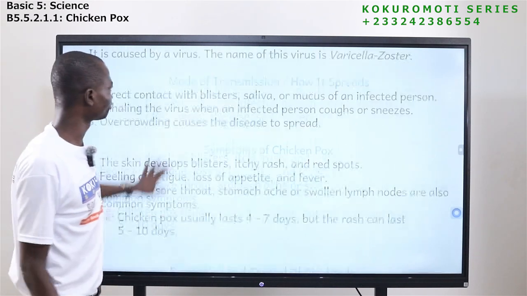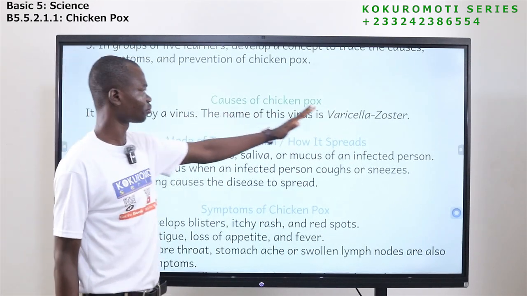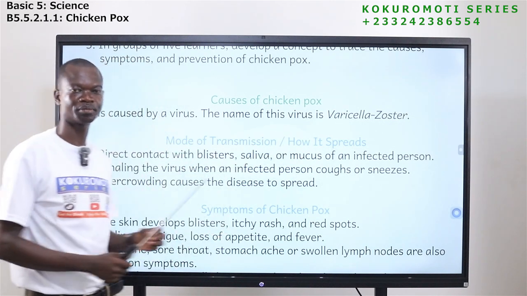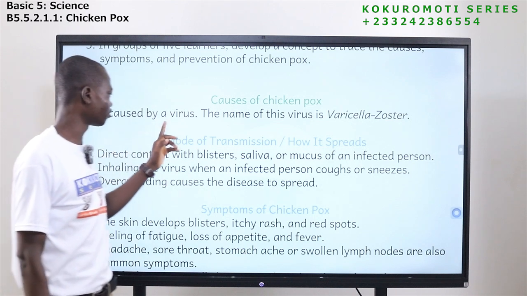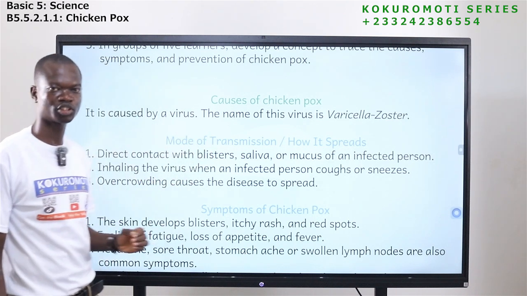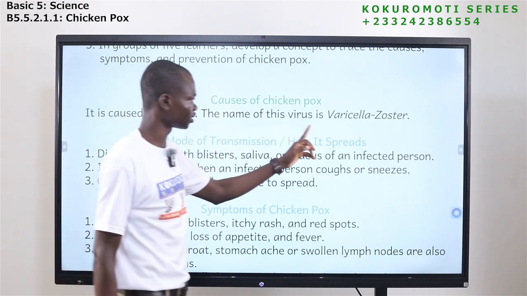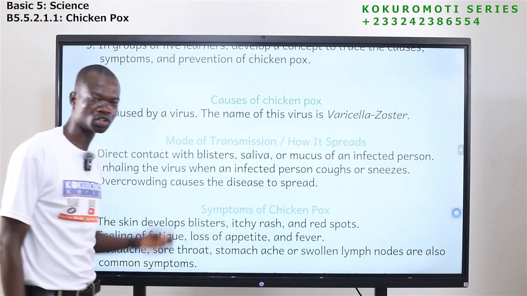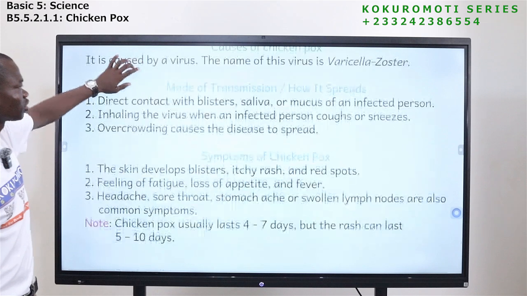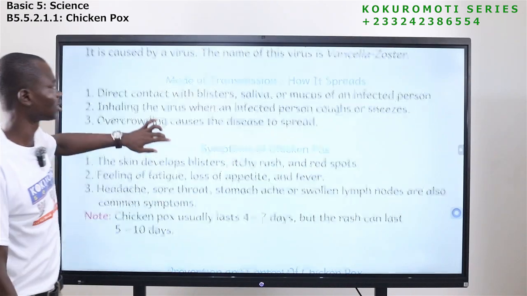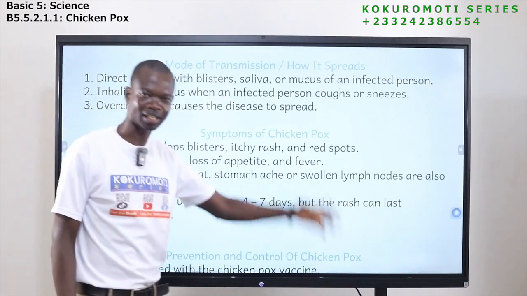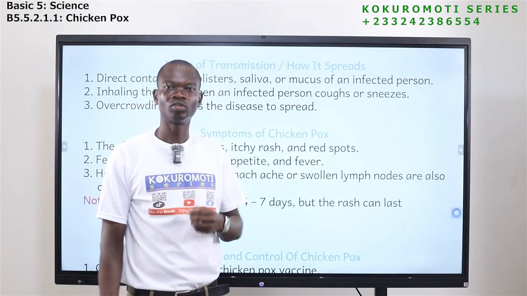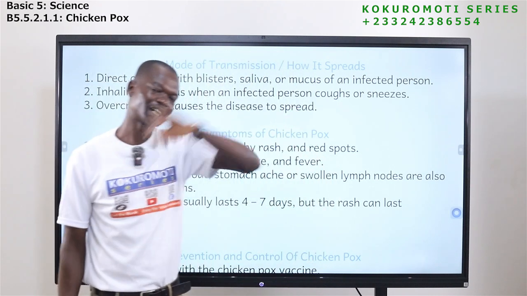Now let's look at the causes of chickenpox. What organism causes chickenpox? It is caused by a virus. The name of this virus is varicella zoster. So this is the organism that causes chickenpox. Now let's look at how chickenpox can spread from one person to another. If you have chickenpox, let's look at how it can spread from you to other people.